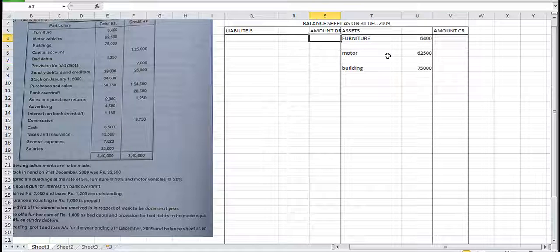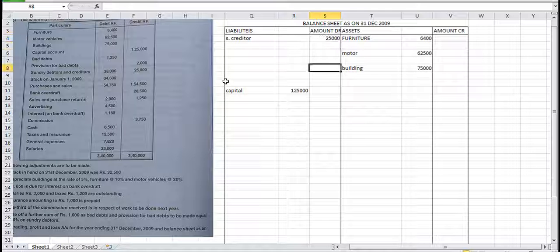Now capital account. Where you have to take capital, otherwise you can also take on the downside. How much is the capital? 1,25,000. Okay. Again, bad debts we have already taken, provision for bad debts already taken, sundry debtors and creditors. Debtors 38, creditors 25. Now here take sundry creditors directly, 25,000.